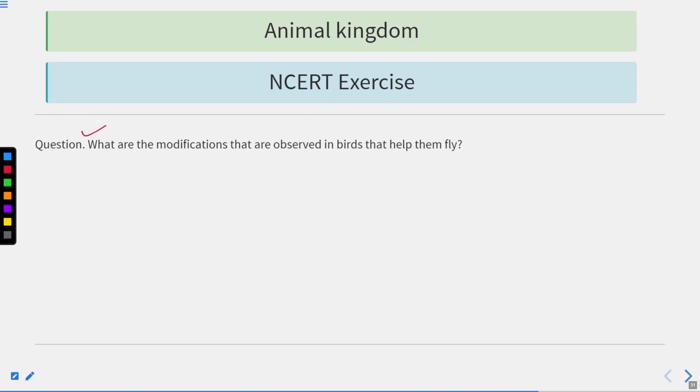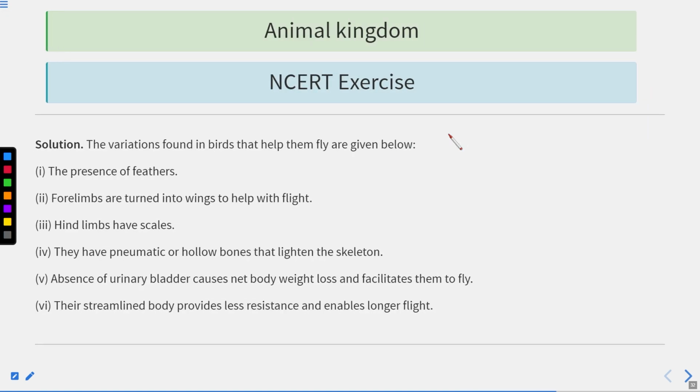So here comes the next question. What are the modifications that are observed in birds that help them fly? So let us see what modifications we see in the case of birds. The variations found in birds that help them fly are as follows. The presence of feathers. So we see feathers in the case of birds, right? That helps them to fly. Forelimbs are turned into wings to help with flight. So for flight, their forelimbs are adapted and changed into wings, and that helps them in flight.